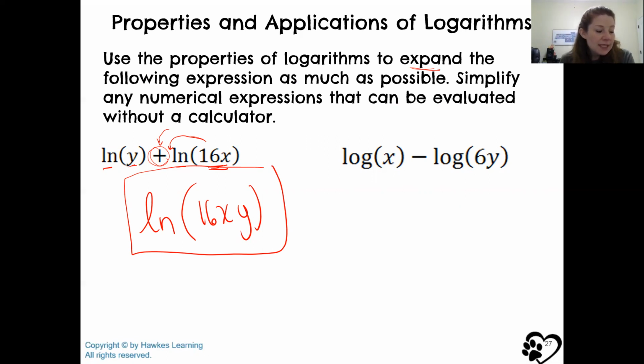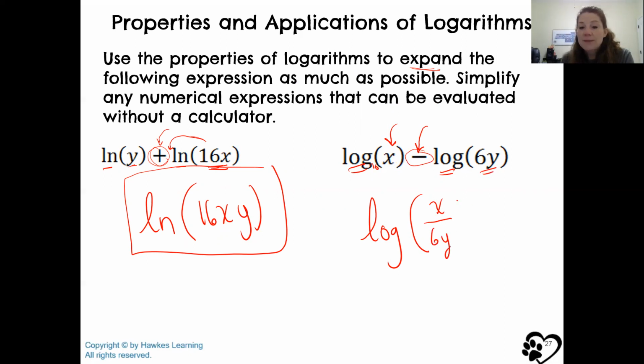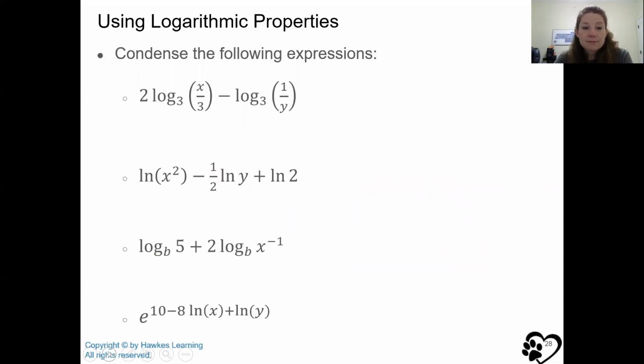Okay. So now on this one, very similar. Our logs match, log base 10. I see subtraction, which means all we're doing is dividing. So we're going to write log base what? Oh, base 10, because there's not one indicated. And so I'm going to have x divided by, because of that subtraction sign, and this stays together, 6y, and that is simplified. Yeah, that's it. That's all we can do. Yep, we're done.